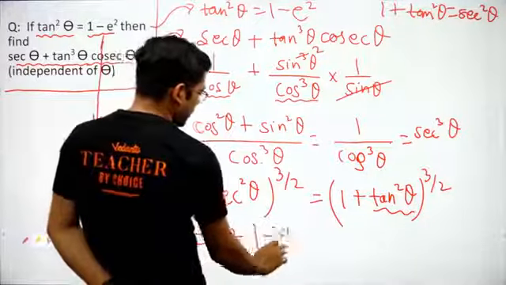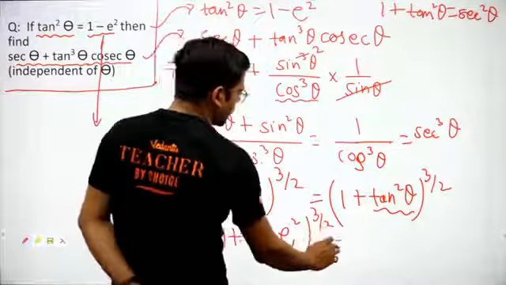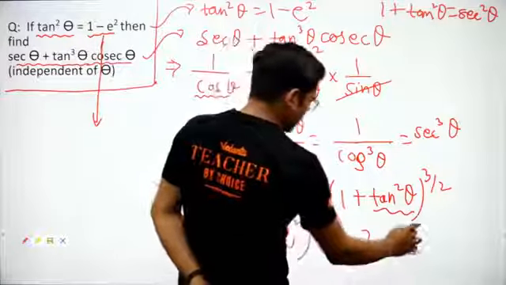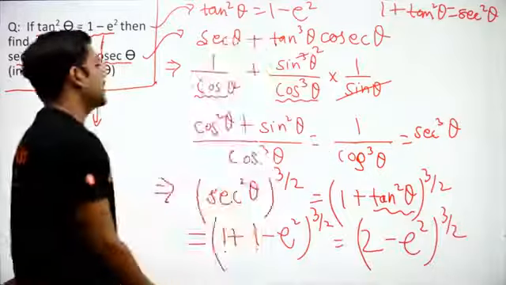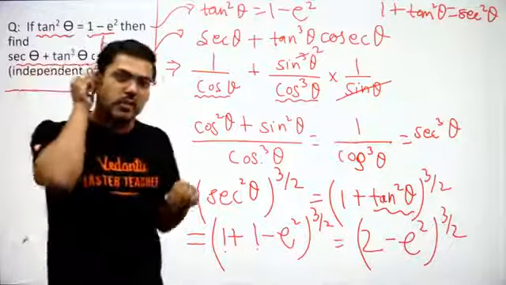It is 1 minus e square, and this whole raised to power 3 by 2. So 1 plus 1 will be 2. So this will be 2 minus e square whole raised to power 3 by 2. See, you got the answer in 4 to 5 steps.